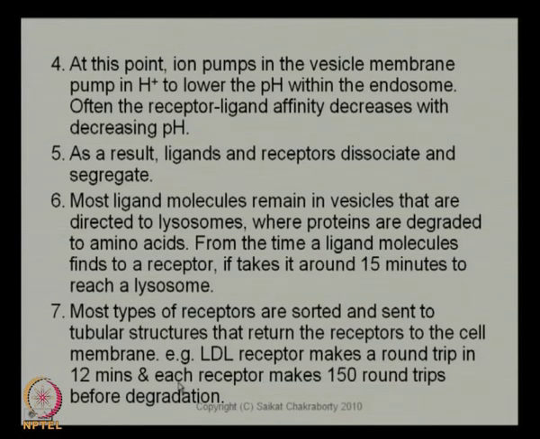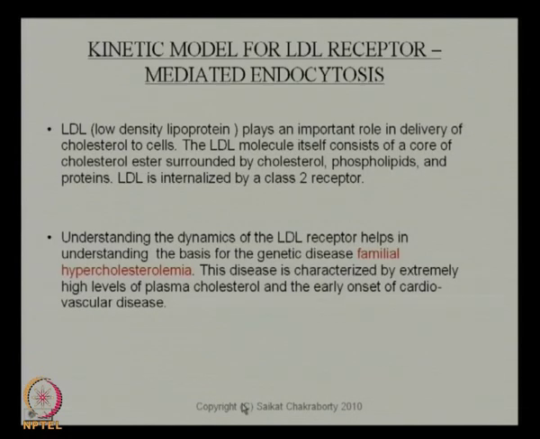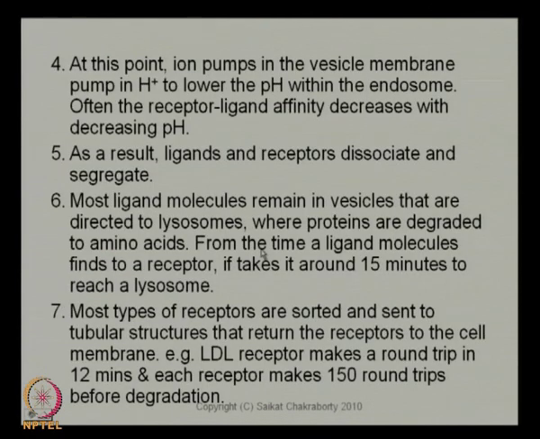So, what happens after 150 round trips? These receptors essentially are degraded, they die. Okay. Fine. So, this is the process. Now, is there any doubt or question on the process itself? Because if we understand the process, the next thing we are going to look at is the kinetic studies on the process.